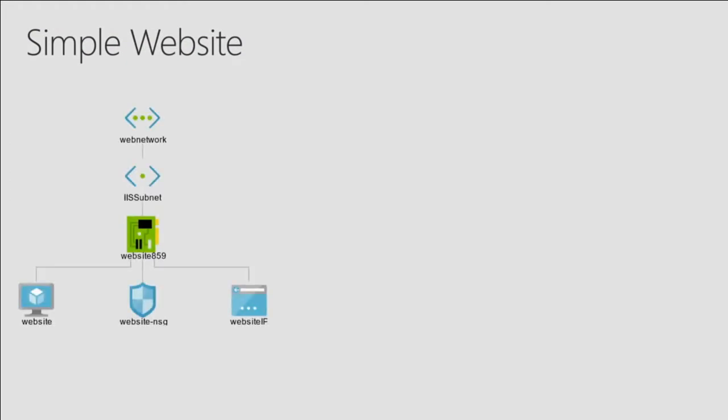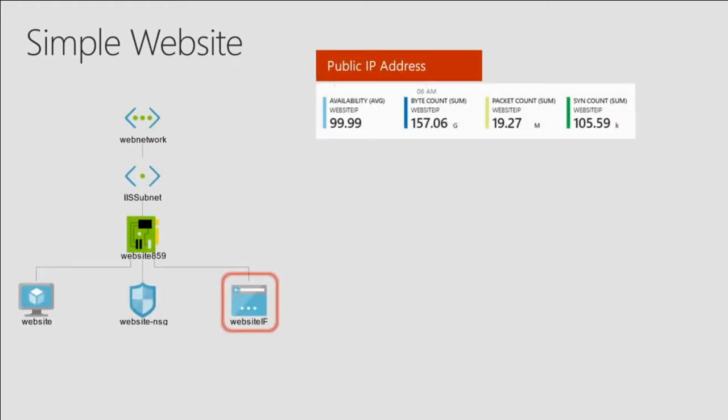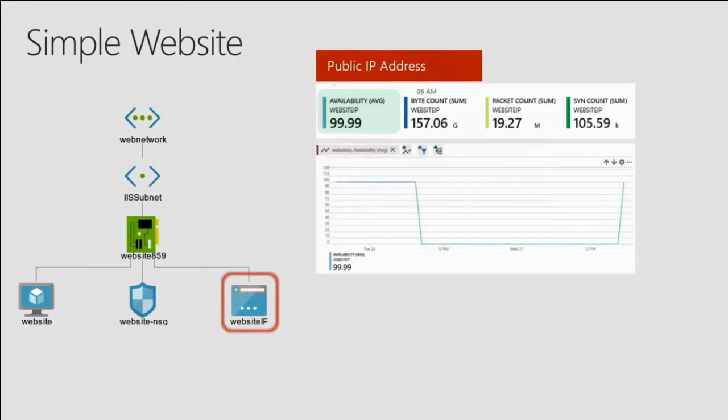So let me switch over to this view. This is the same website that you saw. Let's start with the public IP itself. What kind of capabilities do we provide? The first thing here is availability, which tells you whether the signal is up or down, whether my public IP is available. Now, what does that mean?